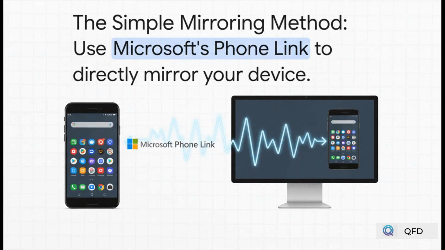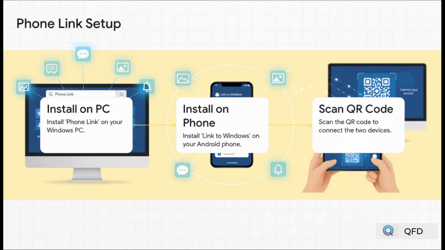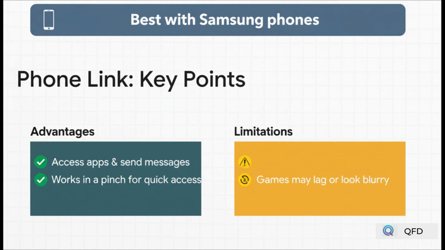Okay, first up, Phone Link. This is Microsoft's way to just mirror your phone on your PC. Setup is super simple. It's really all about quick access to your apps and notifications. It's perfect for convenience, but for gaming, not so much. You might see some lag.